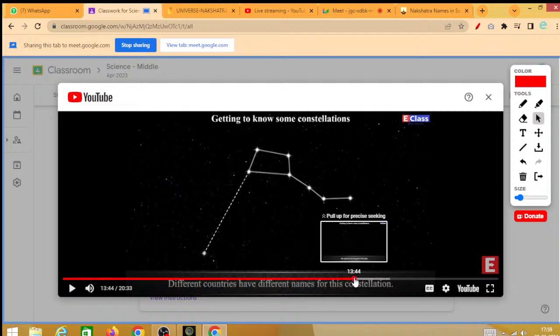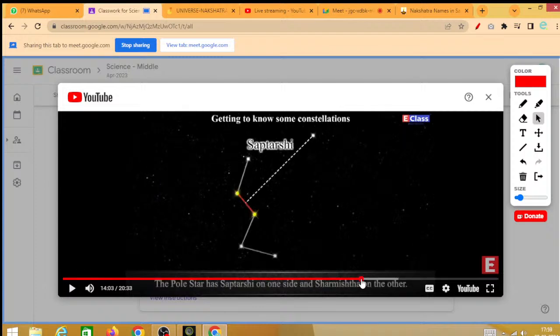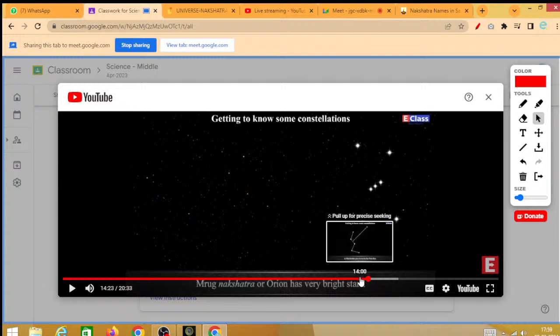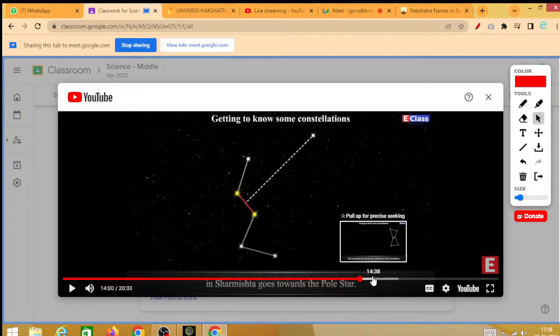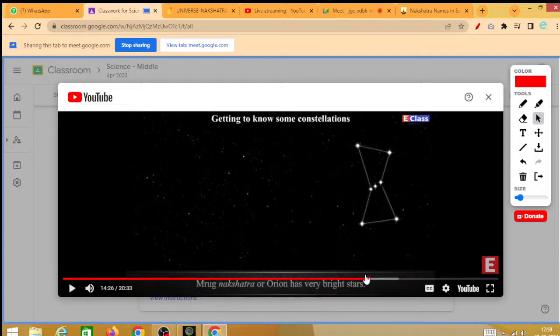Then what is the next one? The next one is 5 bright stars. Sharmishta. What is it called? Sharmishta, Sarmishta. And then this, Nakshatra or Orion. And then Scorpio.